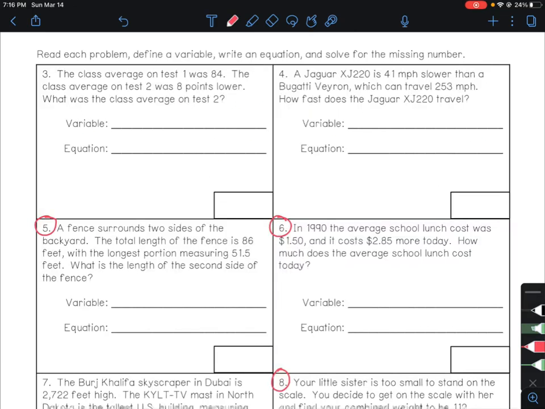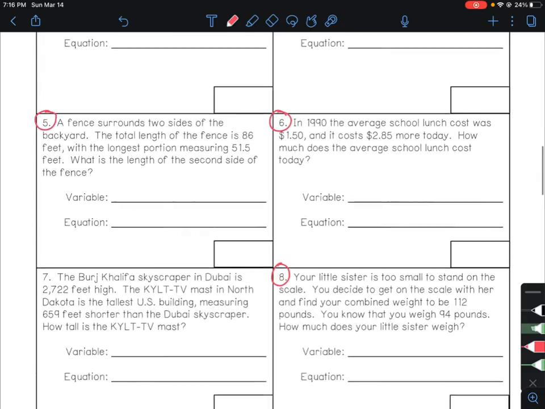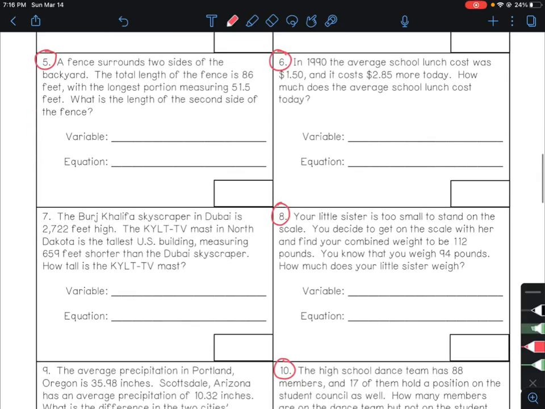For the next section of the notes, we'll only be doing problems 5, 6, 8, and 10. And for these, we don't have the graphic organizer, but we can picture or follow the steps from the graphic organizer. So number 5, a fence surrounds 2 sides of the backyard. The total length of the fence is 86 feet. I'm going to circle the 86 and underline the word total, with the longest portion measuring 51.5 feet.